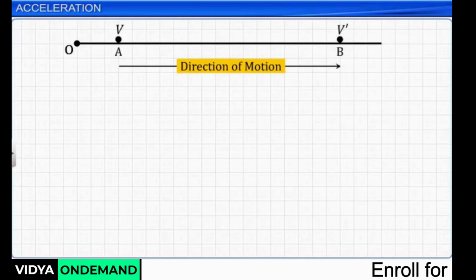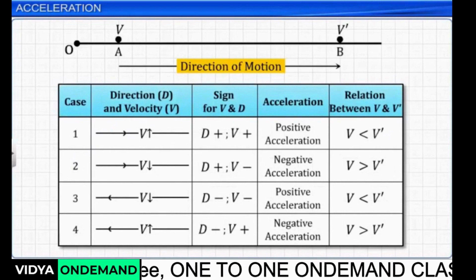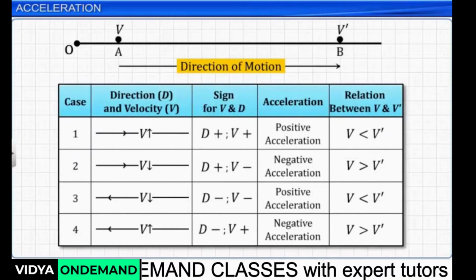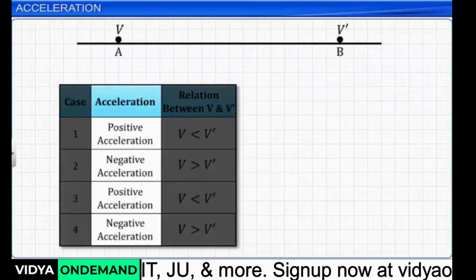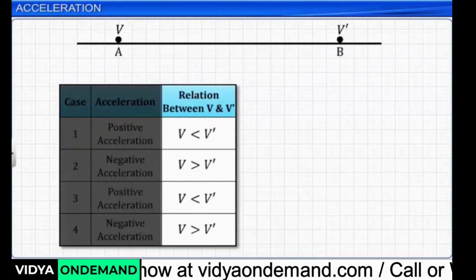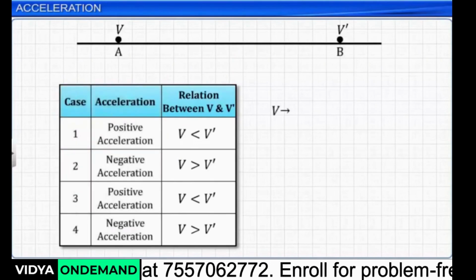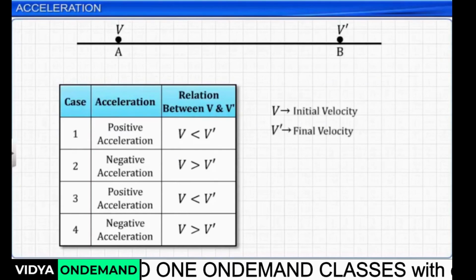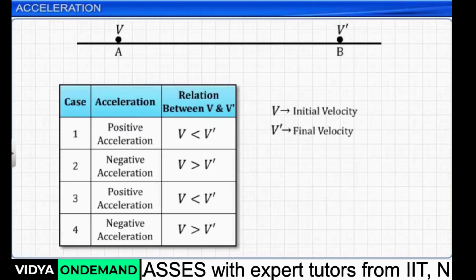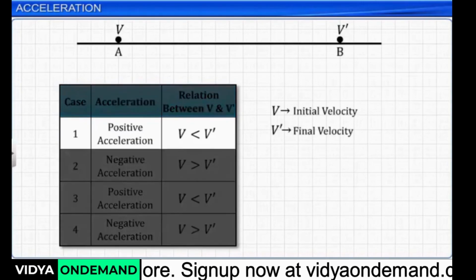If the origin and direction of motion are discarded, we are left with the type of acceleration and the relation between the velocities at 2 points. If v and v dash are taken as the initial and final velocities in any given problem, then if v is less than v dash, then acceleration is positive, else negative.